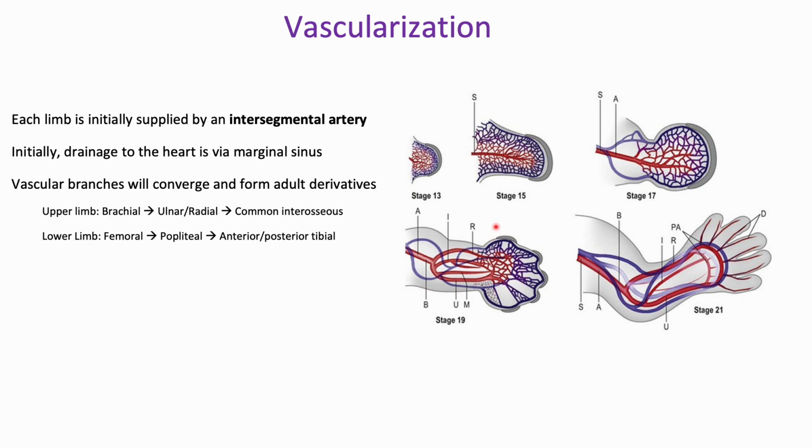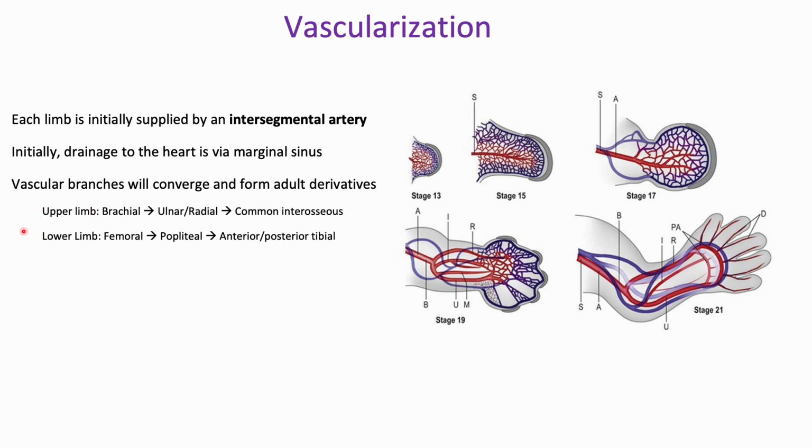And so that's where you get the vascular of the upper limb, which is going to be most proximal to the brachial artery, giving rise to the ulnar and radial arteries, and the ulnar artery giving rise to the common interosseous artery. The lower limb, we start more proximally with the femoral artery, which will eventually give rise to the popliteal artery, and then that will finally converge into the anterior and posterior tibial arteries.